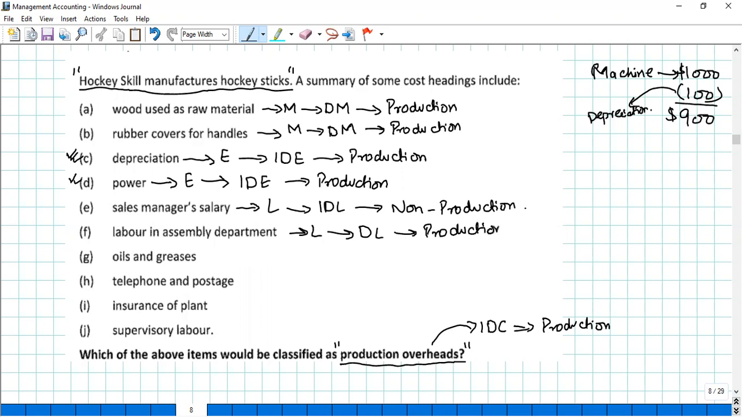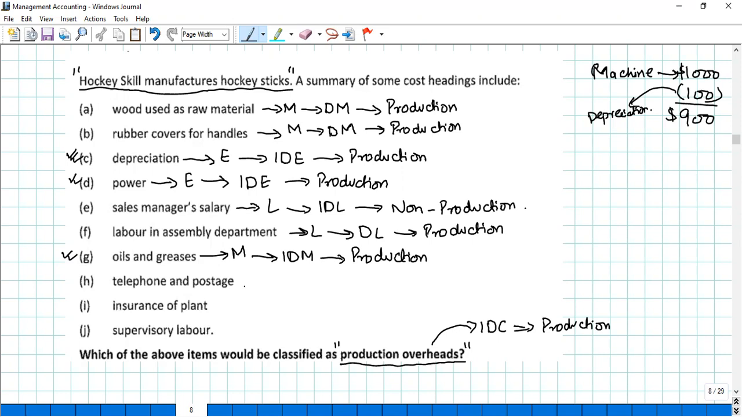Oil and grease. Oil is a material, right? It's an indirect material because you cannot identify by looking at the hockey sticks that there was an oil and grease cost associated with it. You cannot directly identify that, but it was part of the production process. How? Because oil and grease are used to clean the machinery that is involved in production. So it's an indirect material cost related to production, so this will also be our production overhead.